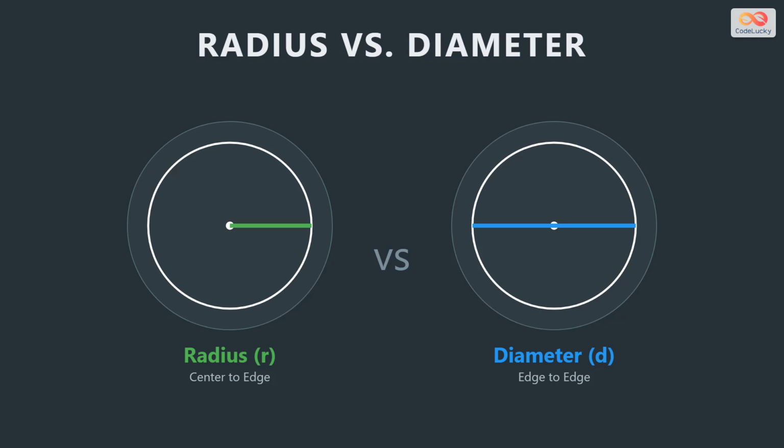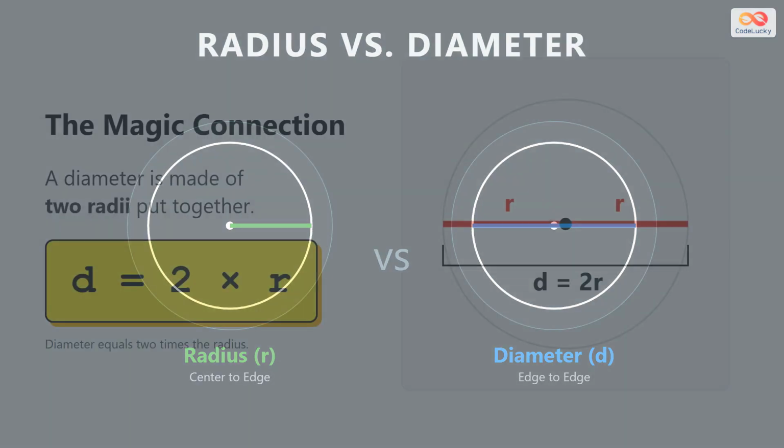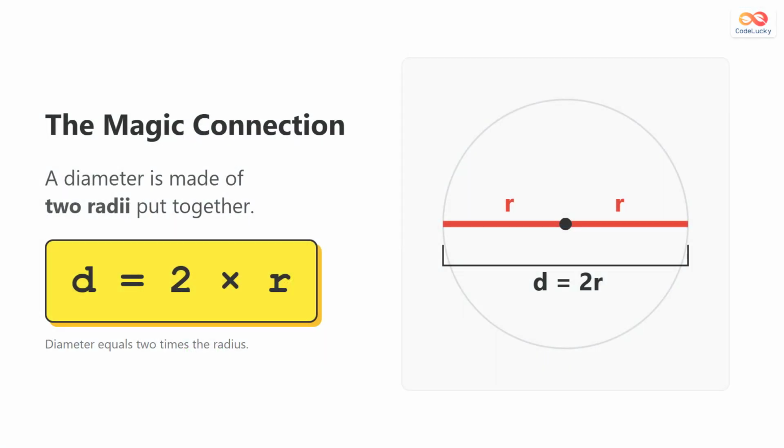Let's compare them side by side. The radius is the distance from the center to the edge. The diameter is the distance from edge to edge, passing through the center. You might notice that the radius looks like it is just half of the diameter. That observation is mathematically perfect. A diameter is essentially made of two radii joined together in a straight line. Therefore, the length of the diameter is always equal to 2 times the length of the radius.